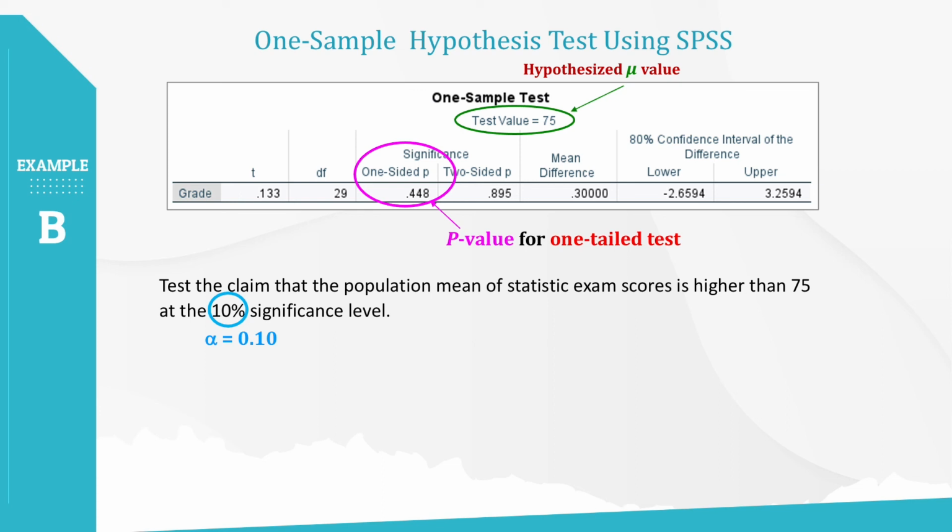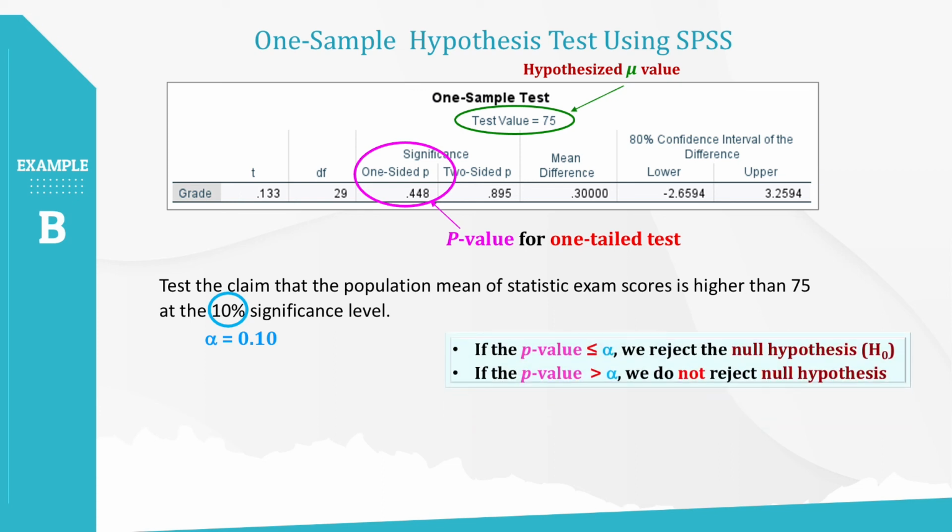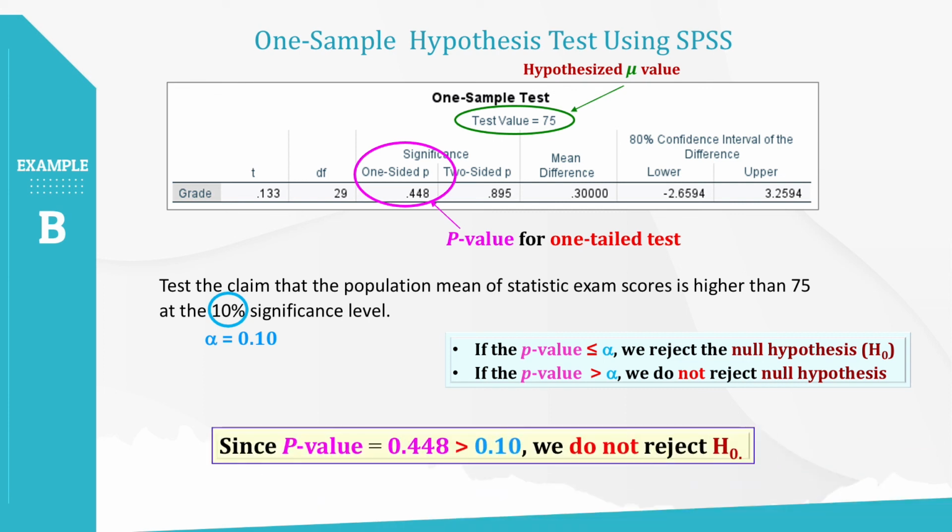Once again, here is the decision rule for p-value approach. Since our p-value 0.448 is greater than the alpha value 0.1, we do not reject the null hypothesis, H0. Therefore, there is not enough evidence to conclude that the population mean of stat exam scores is higher than 75.